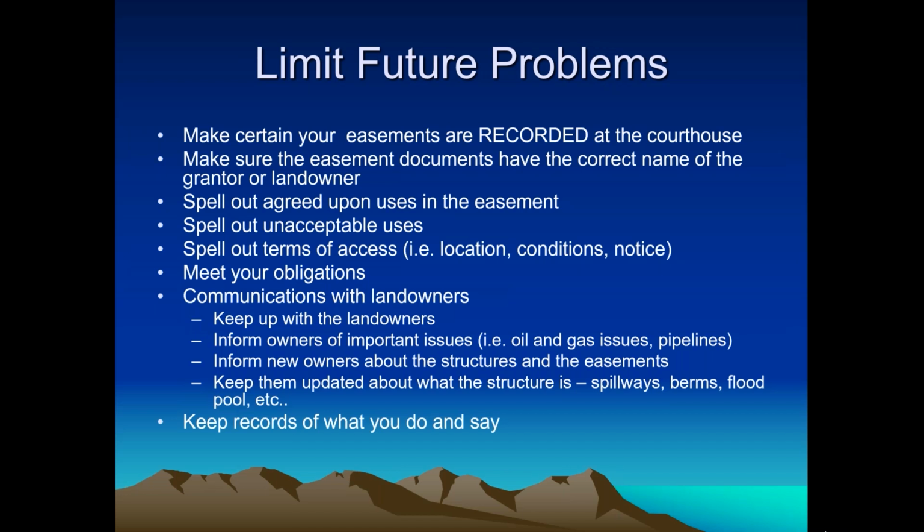and this is what an auxiliary spillway is, and this is what a principal spillway is, and explaining those things, because I've had many conversations with individuals that are owners of structures, and they don't know what all those structures are and what they do and why it's important that there's certain things that they can and can't do. And then you need to keep records of what you do and say. So those are all just some pointers that will help you in limiting future problems.